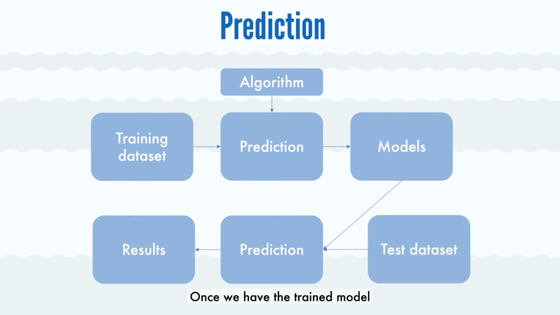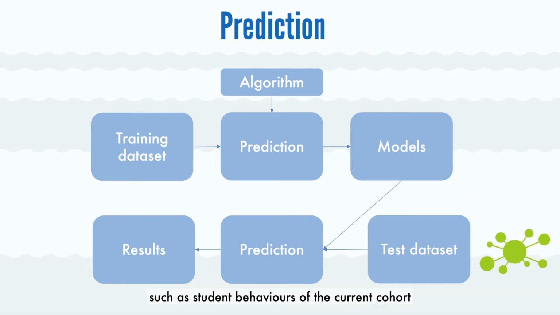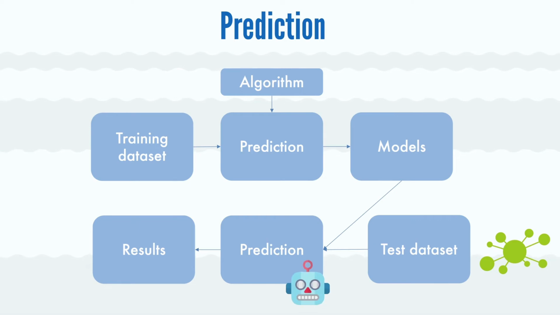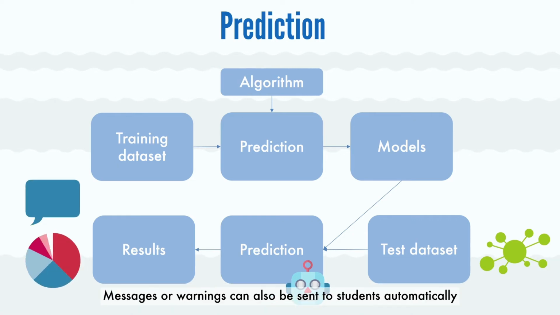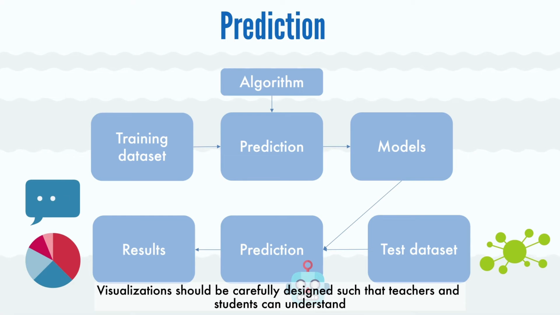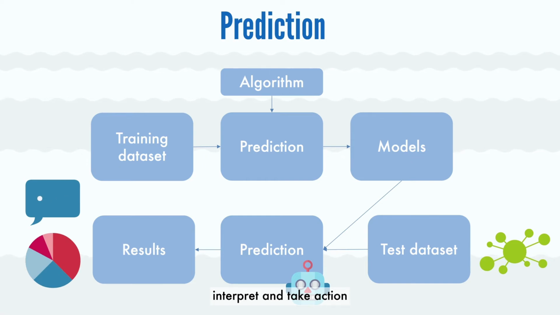Once we have the trained model, we can import the test dataset, such as student behaviors of the current cohort, for the prediction. Prediction results can be shown to teachers or students through visualizations. Messages or warnings can also be sent to students automatically. Visualizations could be carefully designed such that teachers and students can understand, interpret, and take action.